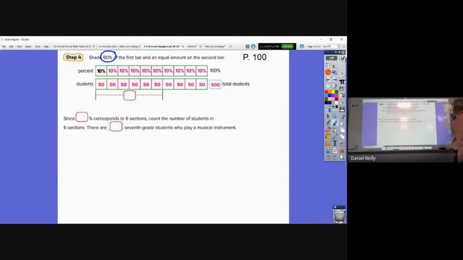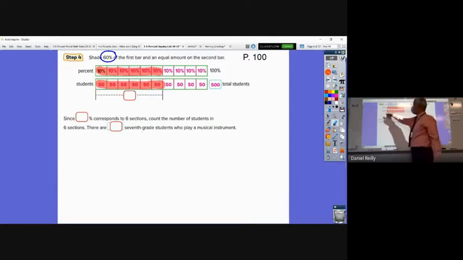So 60%, I'm going to shade in 60%, 10, 20, 30, 40, 50, 60% on the percent bar. And then I'm going to shade in the same number of blocks on the student bar. 1, 2, 3, 4, 5, 6. How many students is this?